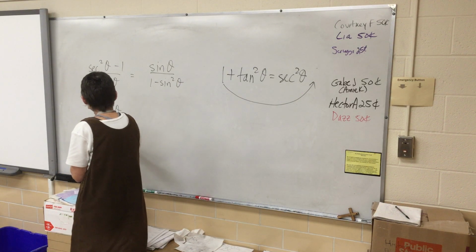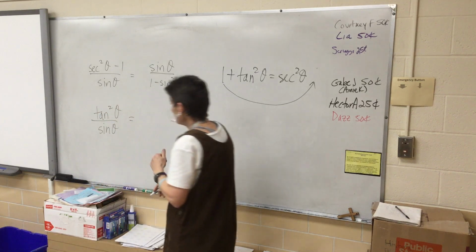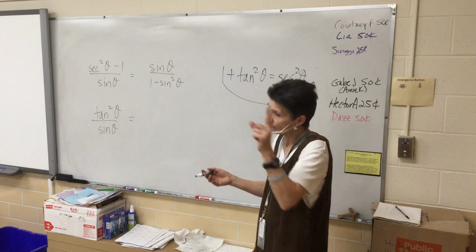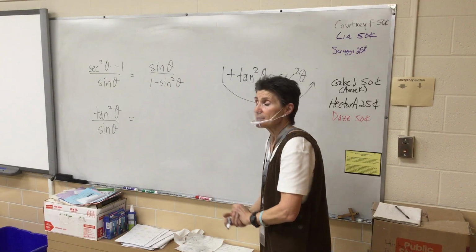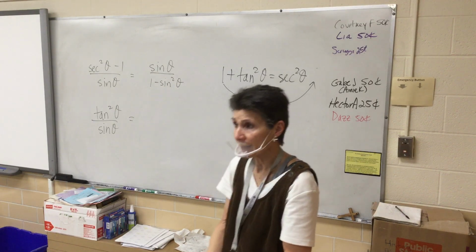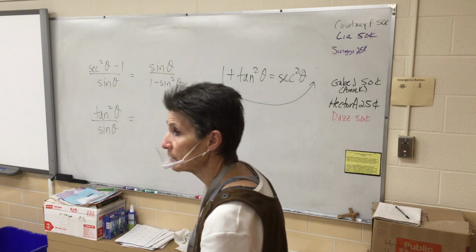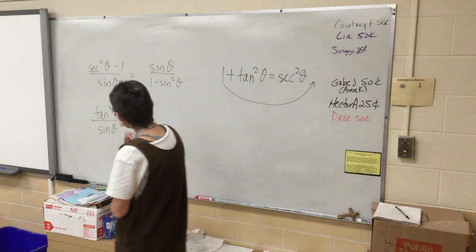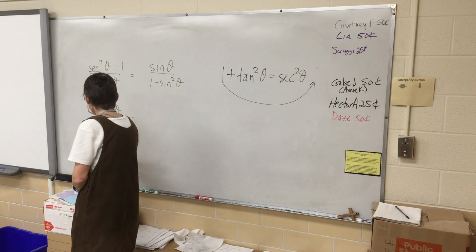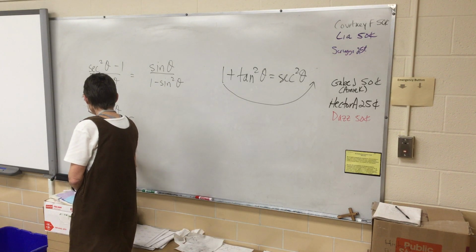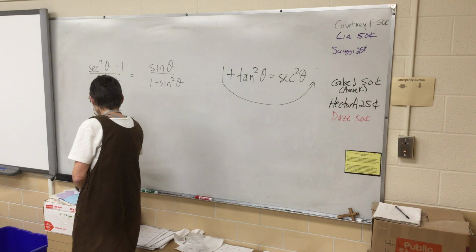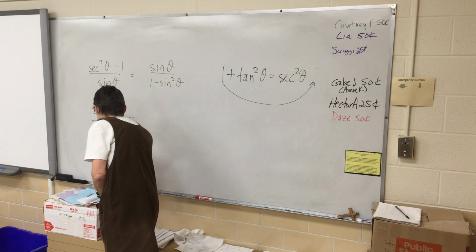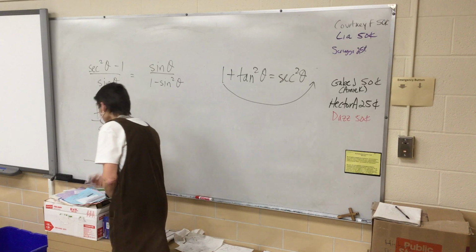So I'm going to go ahead and think of that as tangent squared over sine. Now you might be thinking, Mrs. Ford, that's not what I wanted, and you're right, but I'm not done yet. Tell me about tangent squared. Sine over cosine. So maybe I would think of this as sine squared over cosine squared over sine over 1.